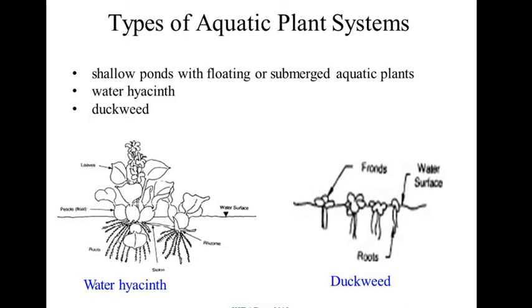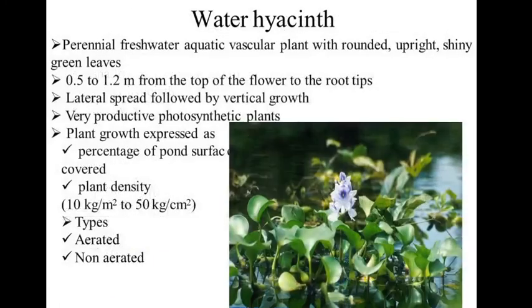The type of aquatic plant system. These are the types of aquatic plant systems. Shallow ponds with floating or submerged aquatic plants, water hyacinth and duckweeds. Water hyacinth floats over the water, and duckweeds have roots at the water surface. This is the water hyacinth.